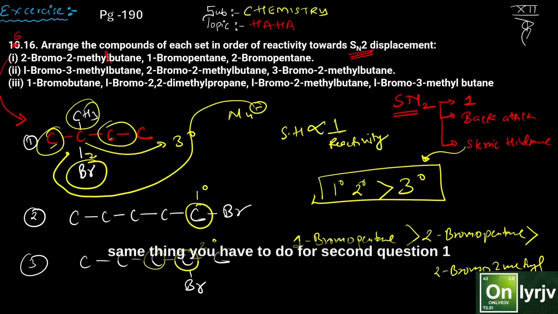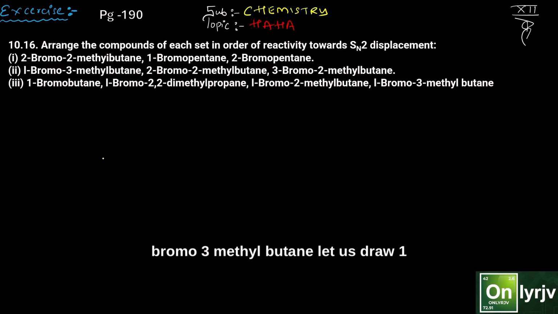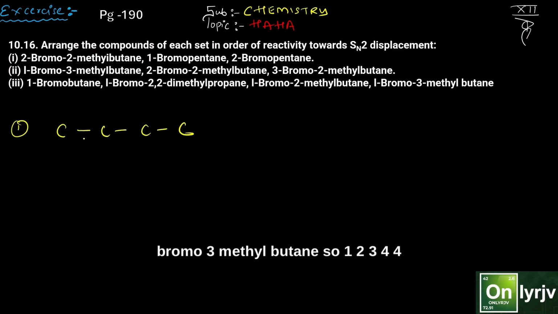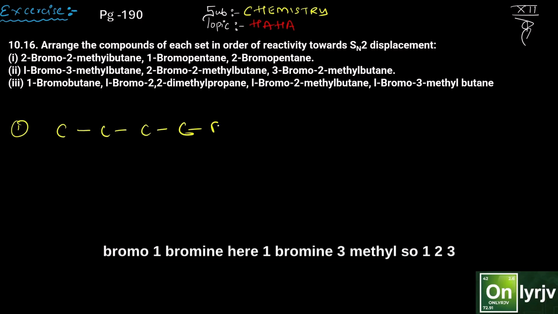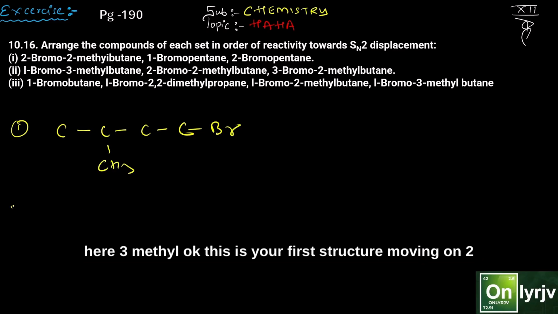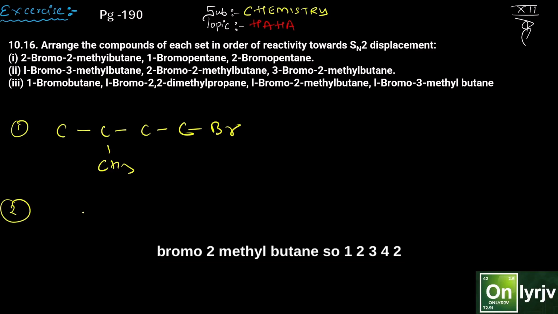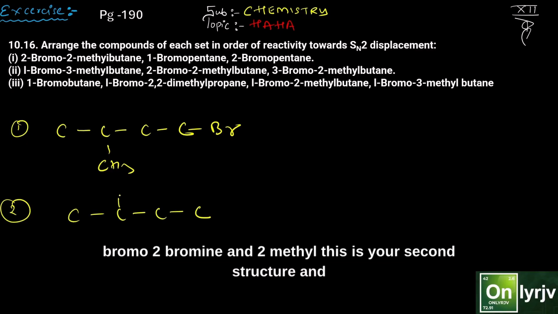Now the same thing you have to do for the second question. 1 bromo 3 methyl butane. So let us draw 1 bromo 3 methyl butane. So 1 2 3 4, 1 bromine here, and 3 methyl. So 1 2 3 here, 3 methyl. Okay, this is your first structure. Moving on, 2 bromo 2 methyl butane. So 1 2 3 4, 2 bromine and 2 methyl. This is your second structure.